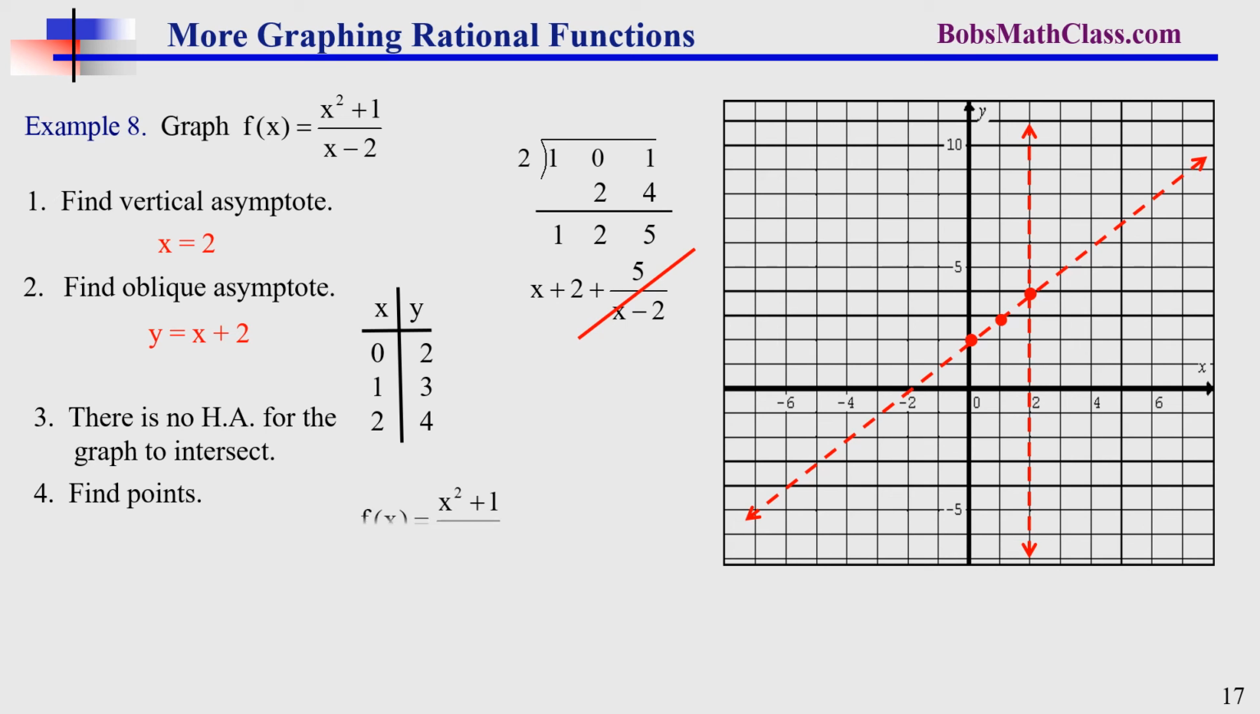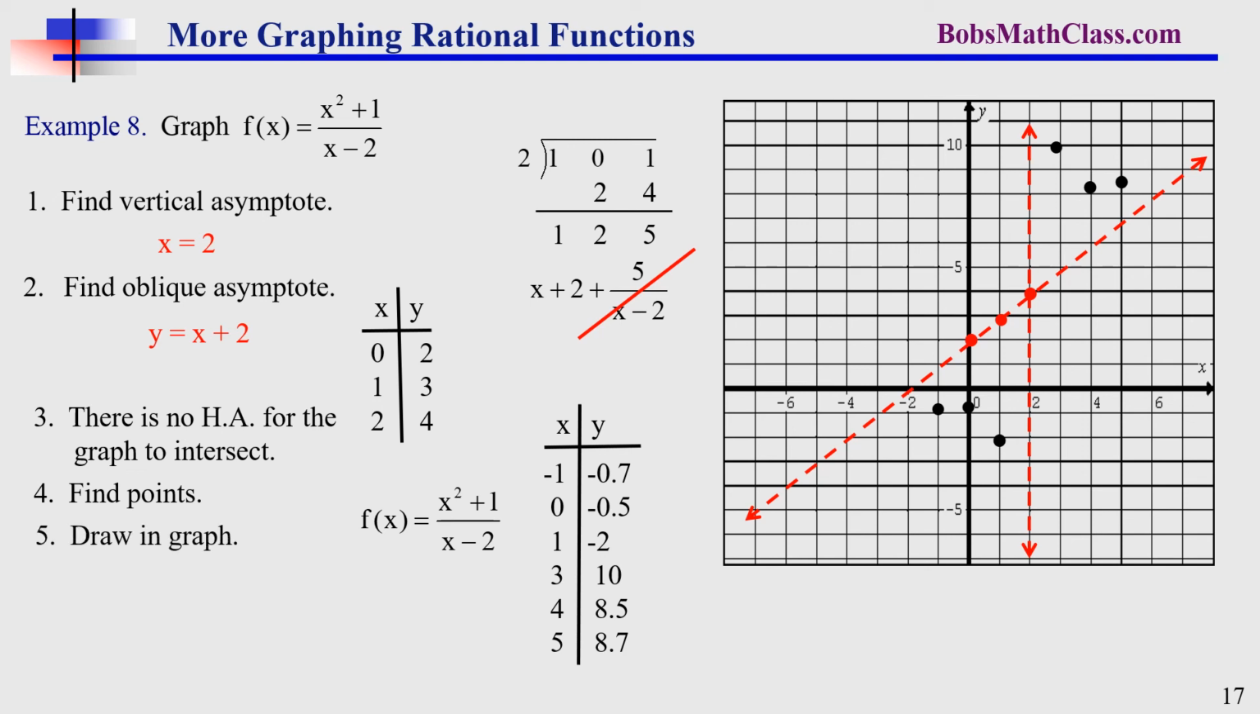All right, let's find some points. So here's our function. That's the one we're going to use to get our points. And we want to pick points on both sides of the vertical asymptote. So maybe like -1, 0, and 1. That's to the left of the vertical asymptote. And then 3, 4, and 5. That's to the right. Plug it into your handy-dandy calculator. Plot those points. And then it's pretty evident what the graph looks like.